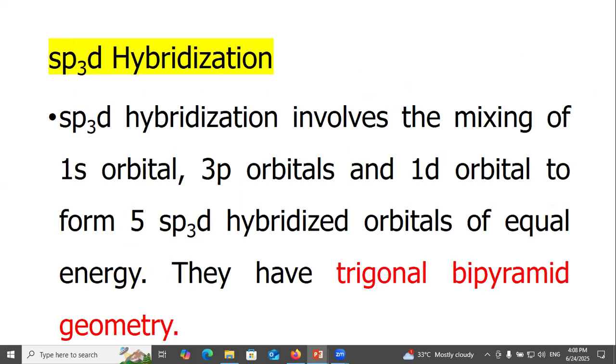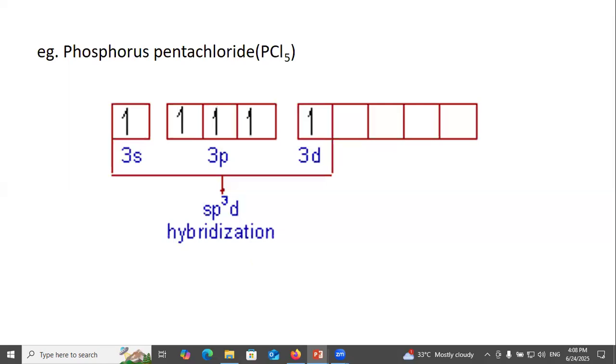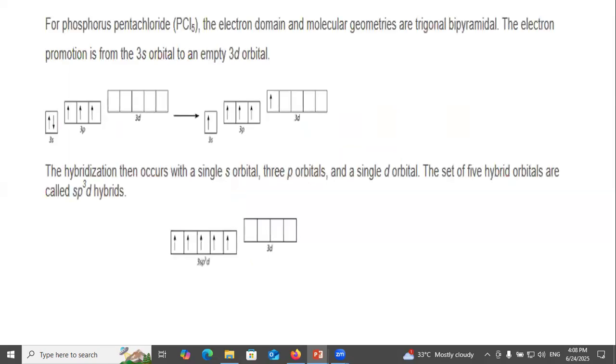sp3d hybridization involves the mixing of one s orbital, three p orbitals, and one d orbital to form five sp3d hybridized orbitals of equal energy. They have trigonal bipyramid geometry. Example, phosphorus pentachloride. For phosphorus pentachloride, the electron domain and molecular geometries are trigonal bipyramid. The electron formation involves the 3s orbital and 3d orbitals.